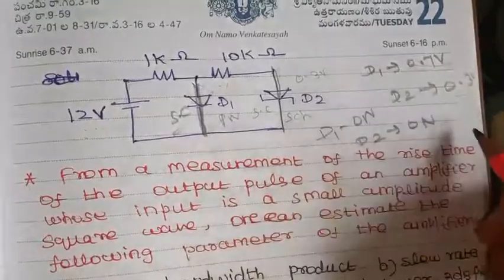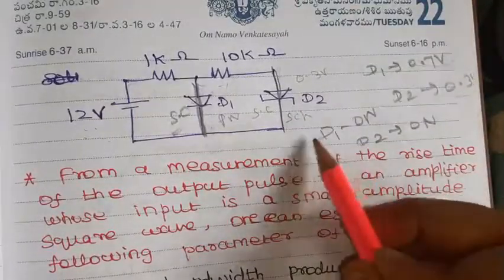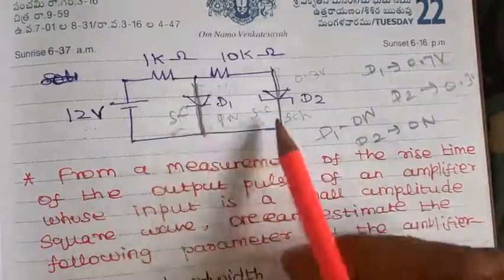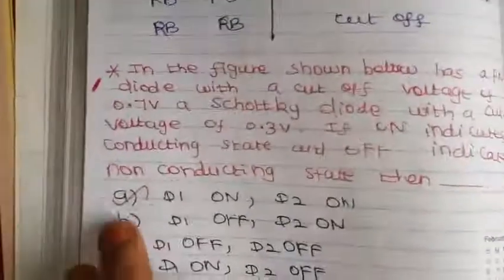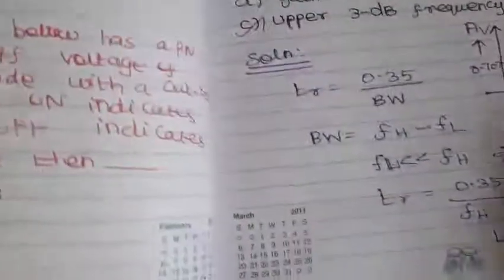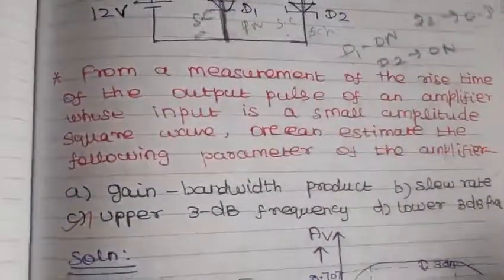Open circuit means off circuit, off switch. Short circuit means on circuit, on switch. So both D1 and D2 are on. Okay. Next, let's move on to the next problem.